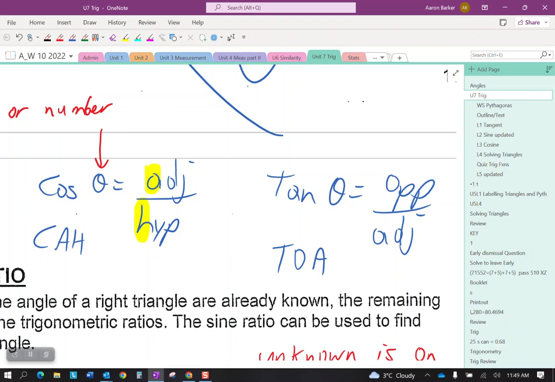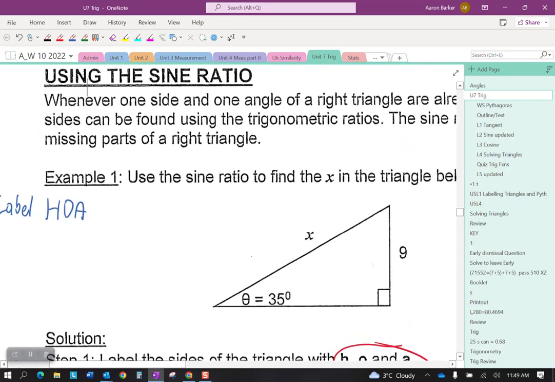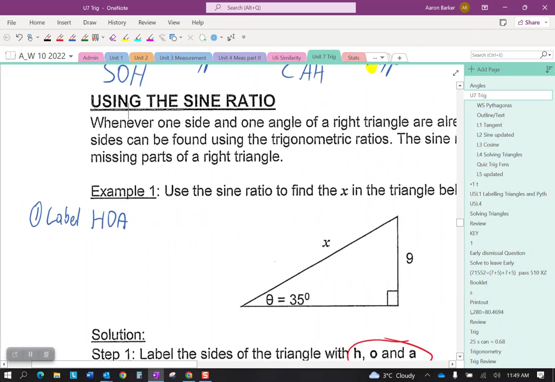Okay, tan theta equals opposite over adjacent. This is how you should start every question, Nicholas, by writing this down. Okay. So let's have a look at a question. Example number 1. The first thing you do, number 1, is label your SOHCAHTOA sides. And number 2, then you choose your ratio.